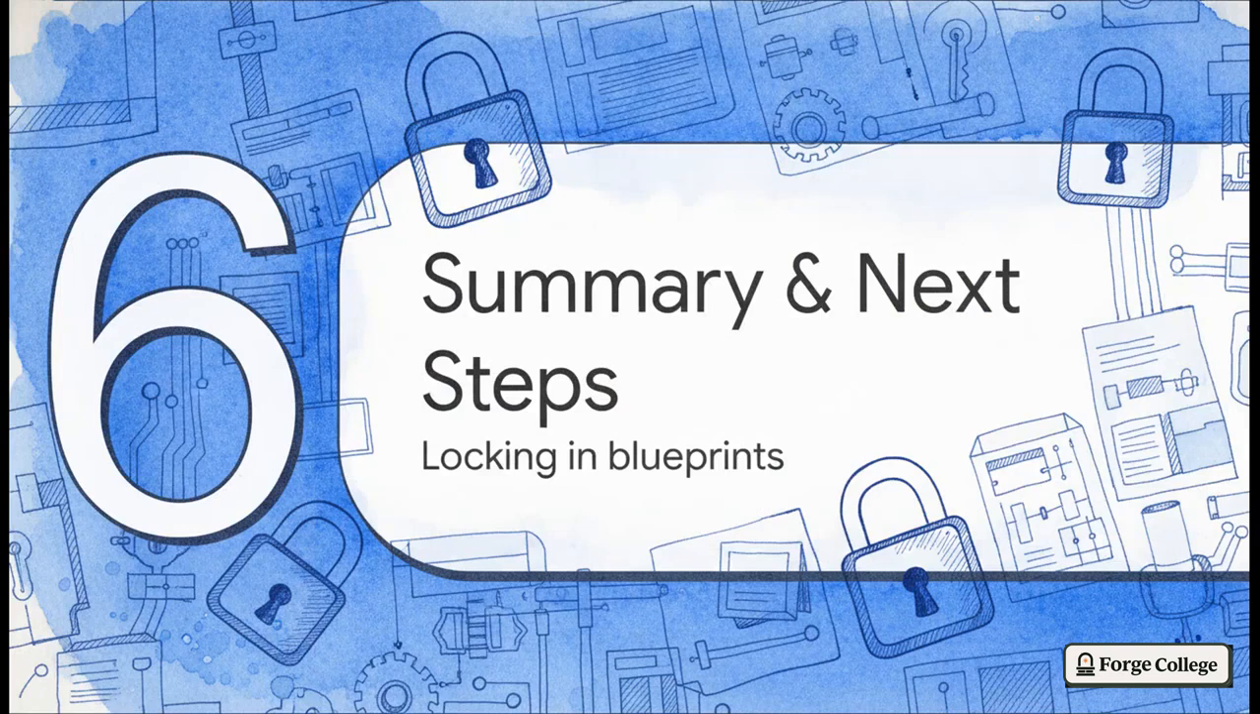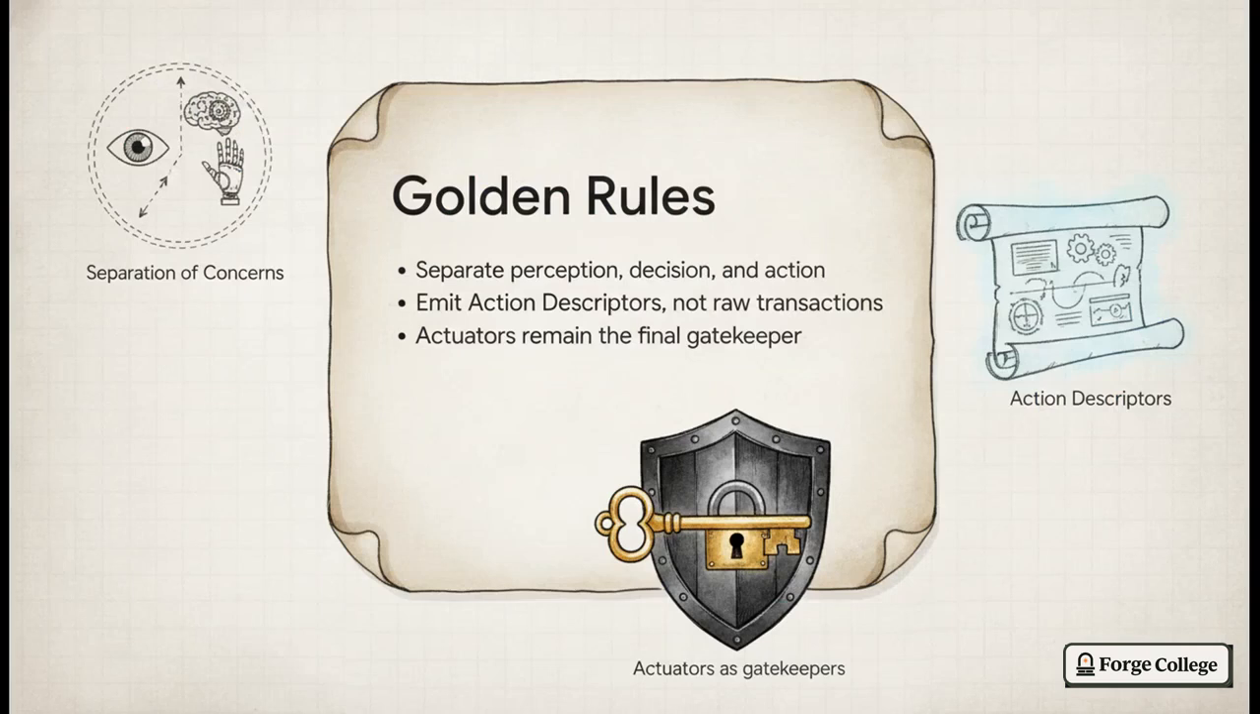Let's wrap things up with Section 6, Summary and Next Steps. Let's lock in the critical blueprints we've drafted today. Basically, keep these 3 golden rules front and center. Number 1, always separate perception, decision, and action. Modular design is safe design. Number 2, ensure your controllers emit action descriptors, never raw transactions, so you can actually test them safely. And number 3, actuators must always remain the final gatekeeper for signing. Isolate your private keys safely within that actuator boundary.